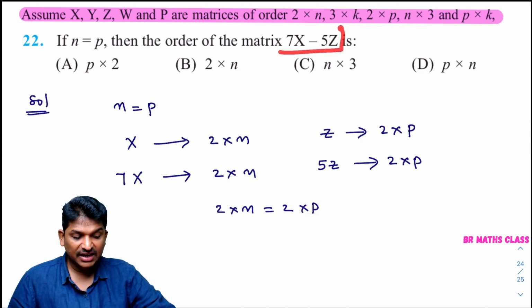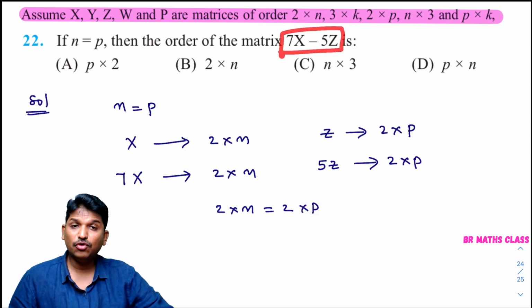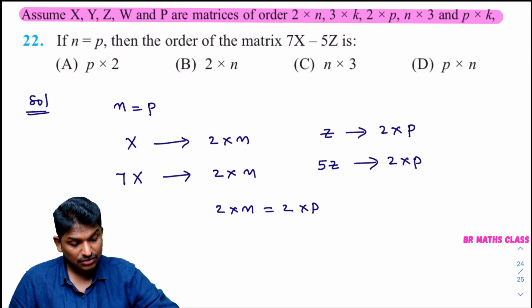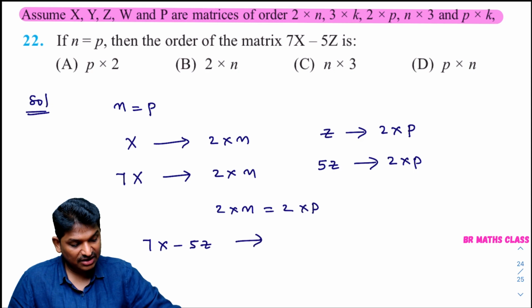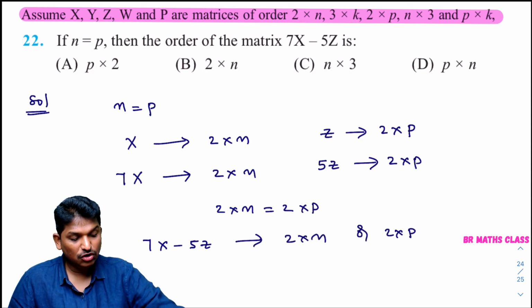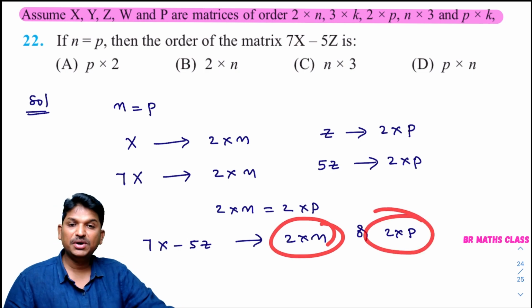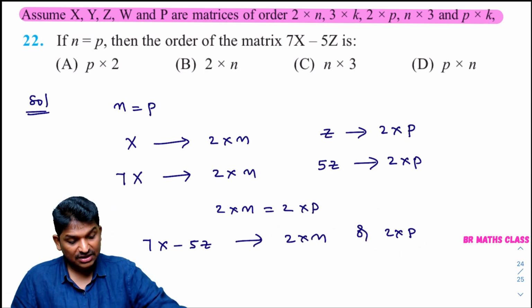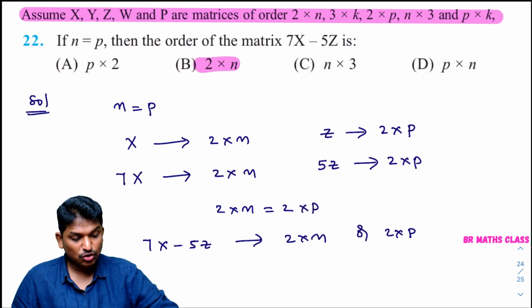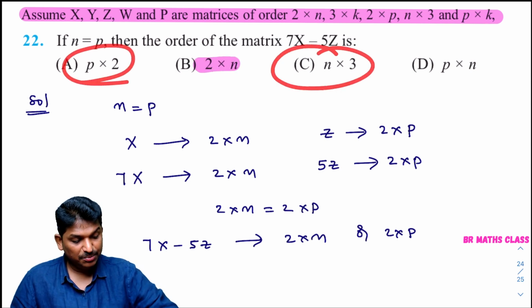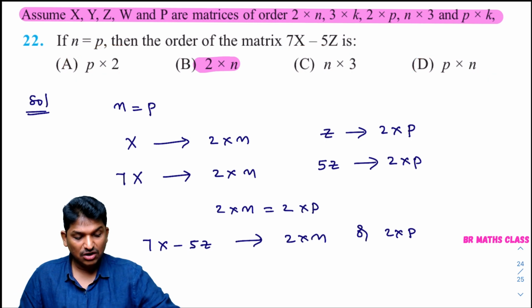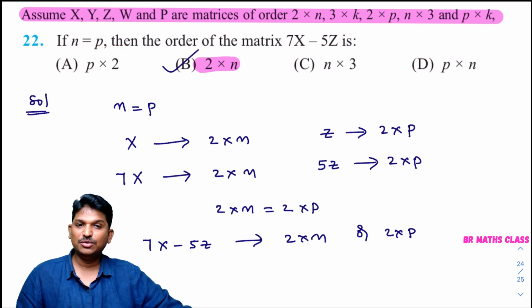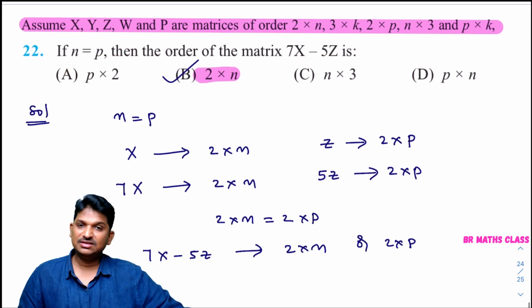After subtracting, you will get a matrix of what order? So 7X minus 5Z is a matrix of order 2 by n or 2 by p, because n equal to p, both are the same. You observe the options: anywhere 2 by n, 2 by p is there? You see this second option, 2 by n is there. 2 by p is not there. So obviously option B is the right option. I hope you understand this class.